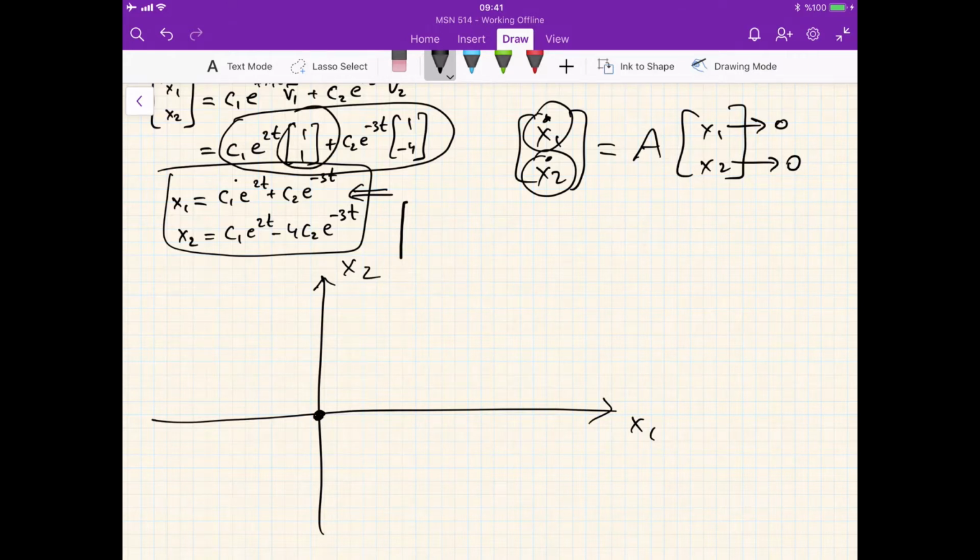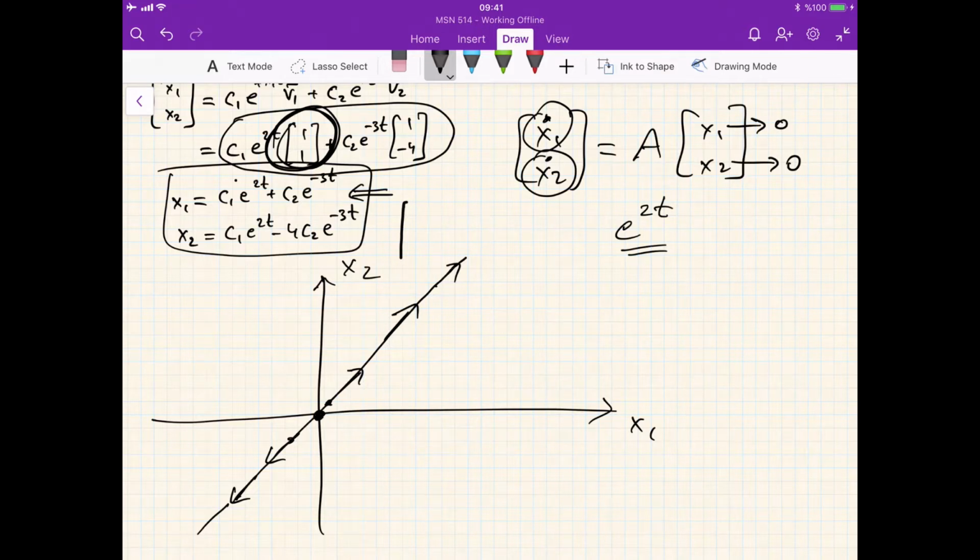Let's draw the vectors here. Sorry, 1, 1 is a vector that goes like this, right? And on top of that vector, you can see that you have e to the 2t, which means that if you start from here, you will explode to infinity, like this. Or if you start from here, you will explode to infinity.